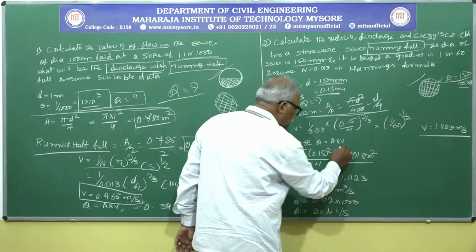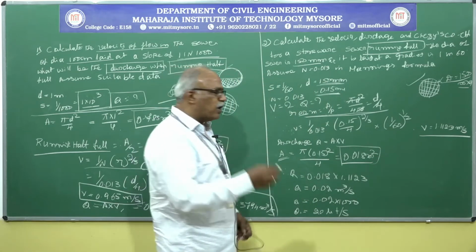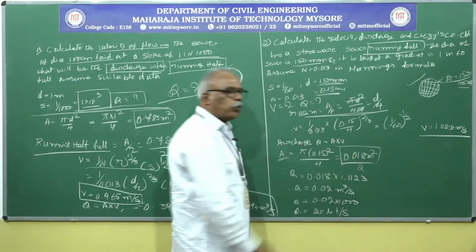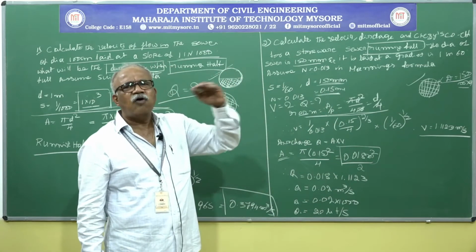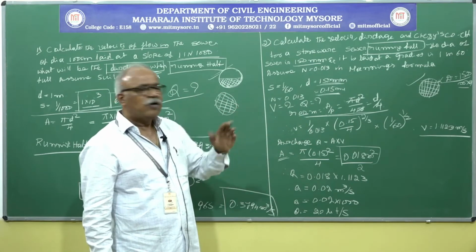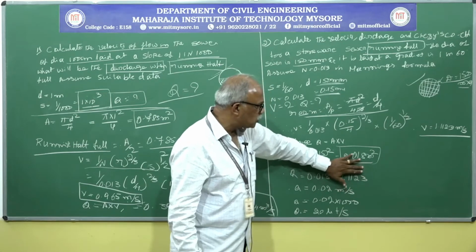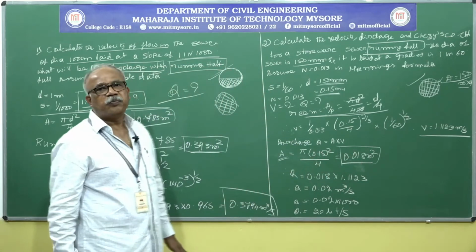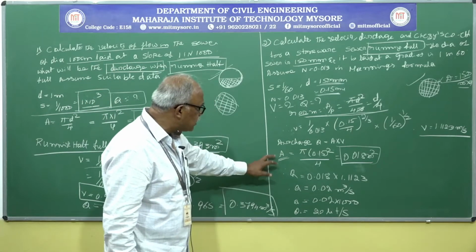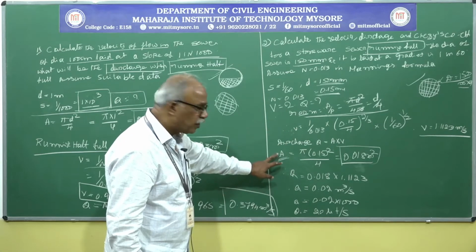It is running full, that's why I am taking the full area straightaway. In the previous problem, it is half running full. In that situation, we have to divide by 2 because only half the portion will be flowing. But in this case, the full portion will be flowing, so there is no question of dividing by 2. Clear?